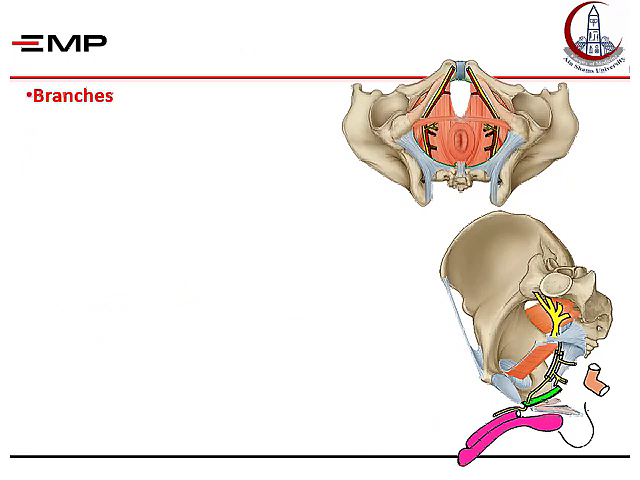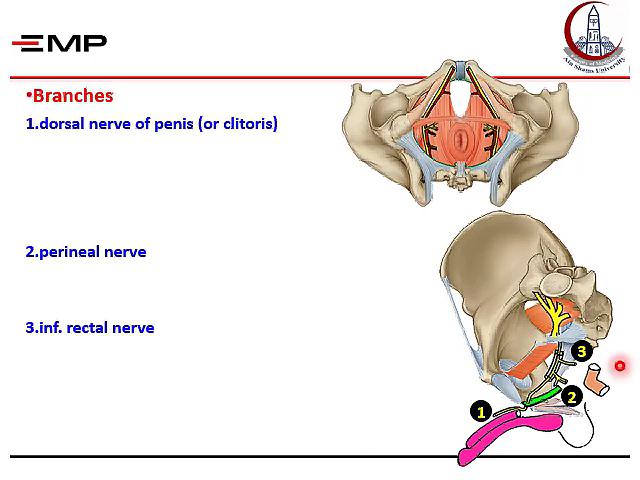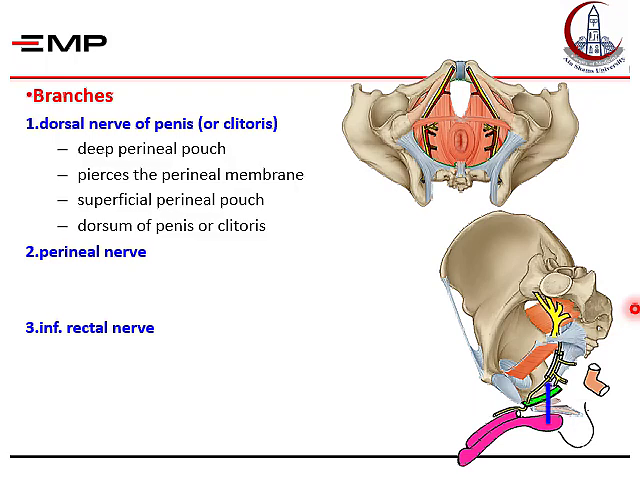Its branches are three only. The dorsal nerve of the penis, the perineal nerve, and the inferior rectal nerve. We will talk a little bit about the details of each nerve. The dorsal nerve of the penis runs in the deep perineal pouch, pierces the perineal membrane to reach the superficial perineal pouch, then runs forwards along the dorsum of the penis or clitoris in the case of female till the glans.